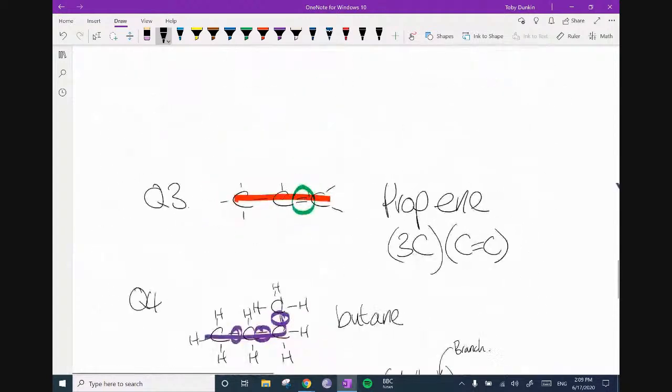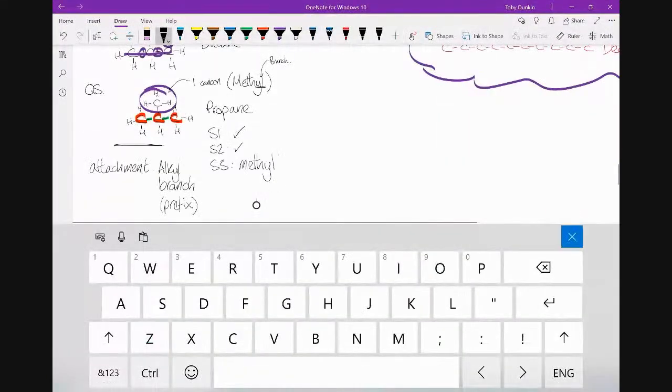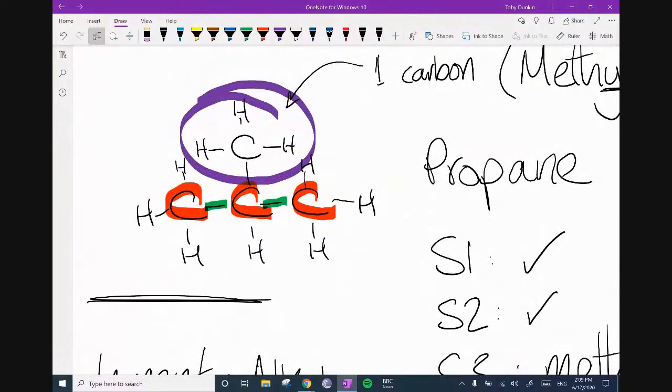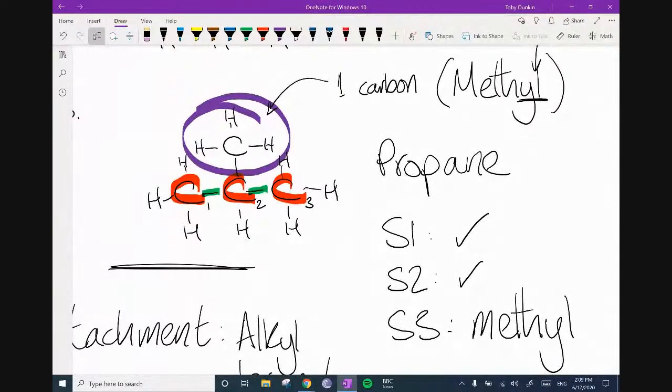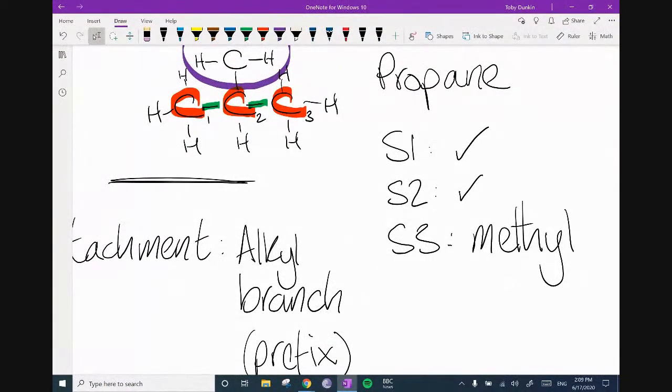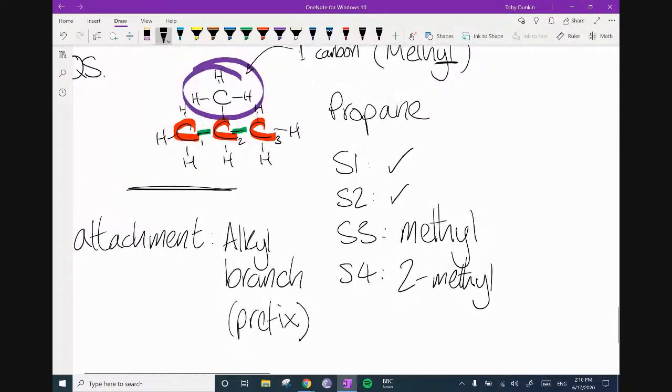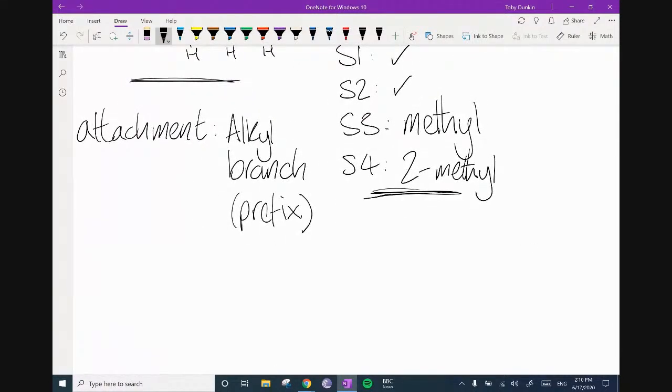Step number 4 is number it. We now need to number where the branch is. And this branch on the main chain is on carbon number 2. Now, people are going to say, which carbon did you count from? In this case, it made no difference. We're going to see that in a minute. So this becomes 2-methyl. This now becomes step 4, 2-methyl. And yes, you separate the numbers and the letters with a dash. This now becomes a final answer, and we're done at this point because there's no alphabetical needed. The alphabetical is only for multiple attachments.